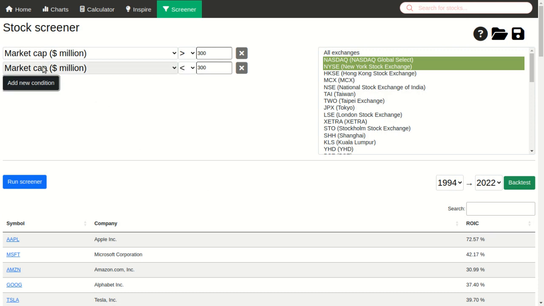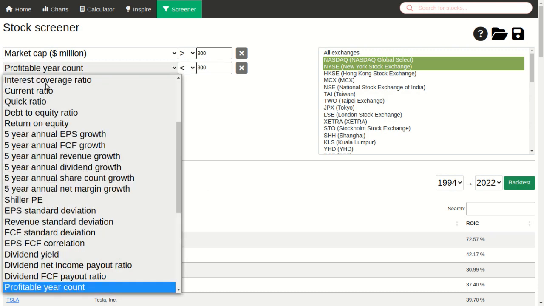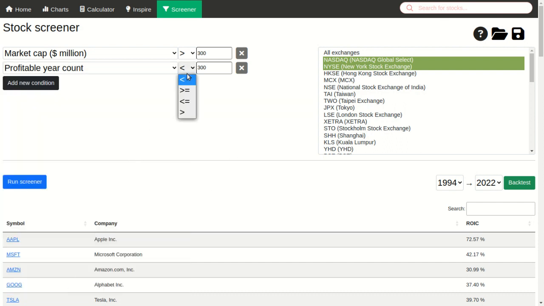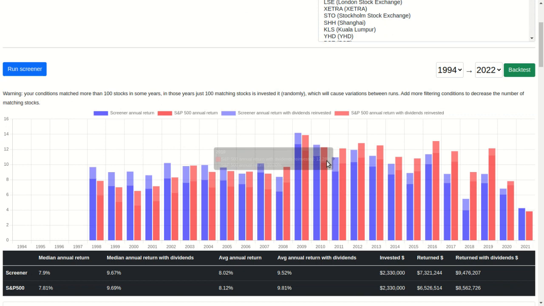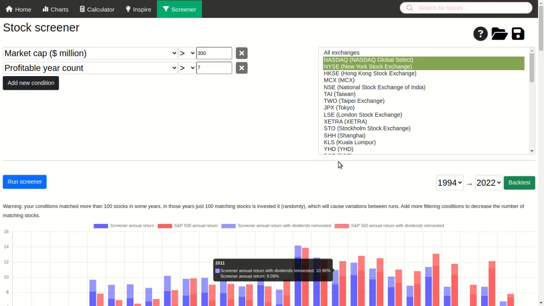For example, let's add a new condition. Let's say a profitable year count larger than 7. So it will select all the stocks that are at least $300 million in market cap and have been profitable for 7 years continuously. So if I click backtest, it is going to simulate the investing. It will simulate investing into the S&P 500 every single year, and also invest the same amount into all the stocks that match your conditions here.